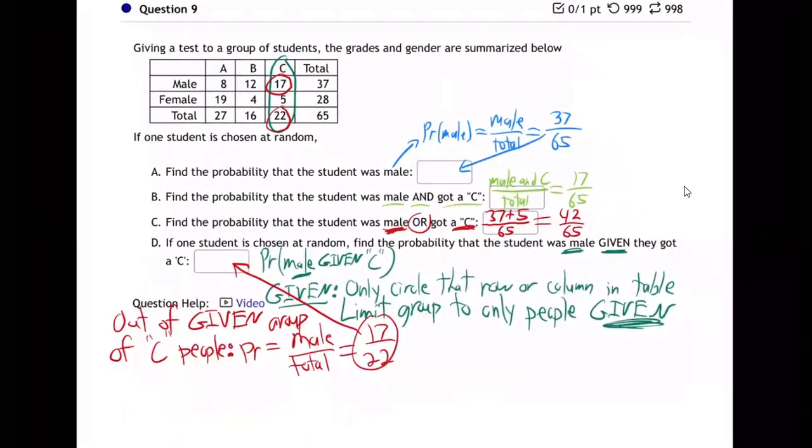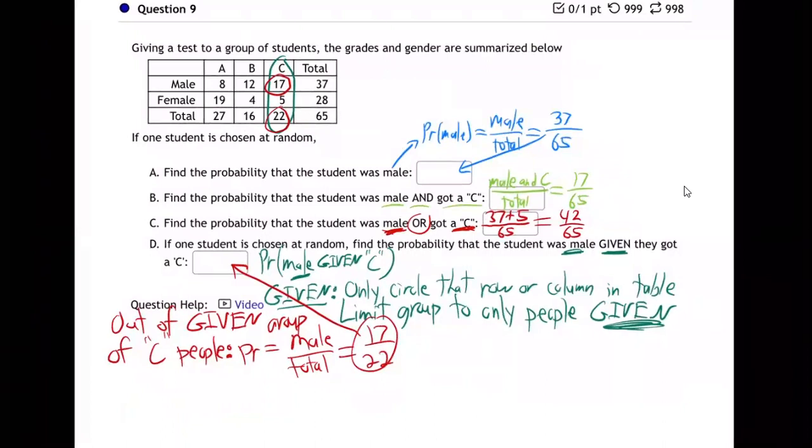Given limits the group you're talking about. That's the main point of given. Whenever you're given information, you're now talking about a limited group of people, not everybody. You're not talking about the people that got A's and B's. You're given they got a C. You grabbed a student at random and they said, I got a C. They give you that information. So now you're talking about somebody out of this group only, nobody else. Out of just that group, what's the chance it's a male over the total in that group? 17 over 22, because we're just talking about the C group now. There we go.